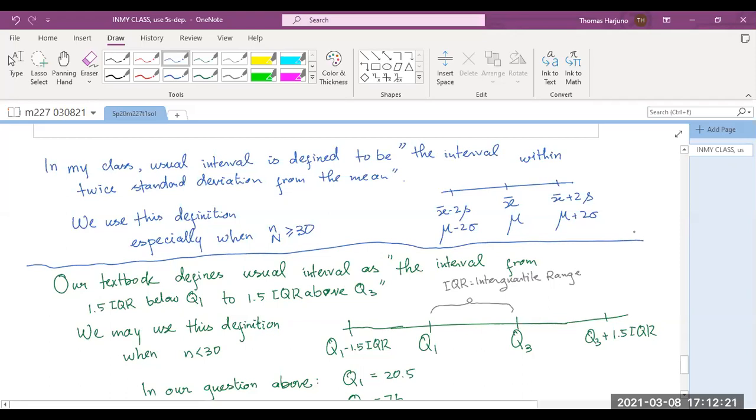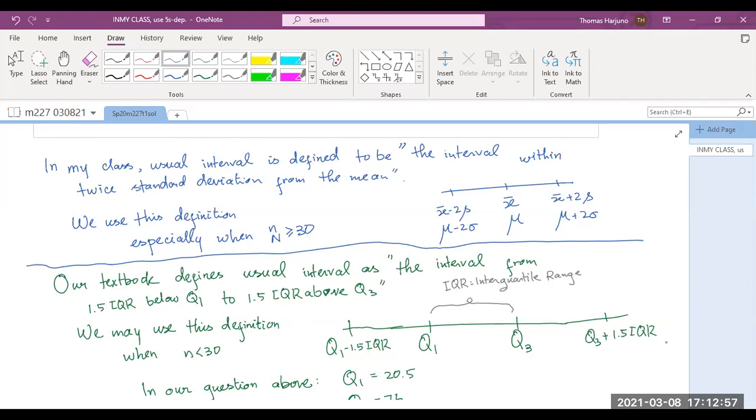Again, I'm not saying that the green one is wrong. This green one is actually still being used when the sample size or the population size is less than 30. But when it comes to convenience in computing, the definition that I use is actually better. When the population size or sample size is at least 30, which is almost the case for all my tests, then that's what we do.